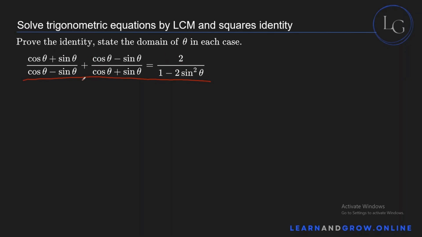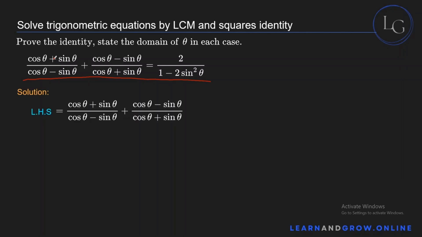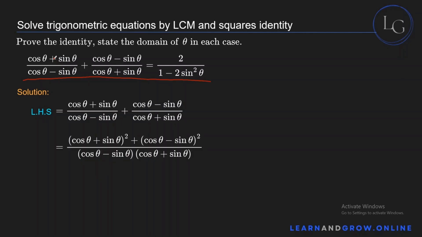Again, we take the side that has the maximum amount of terms and basically just minimize it into the one with the lesser amount of terms. So now we'll take the left hand side because it has more number of terms, and we'll need to prove that it is equal to the right hand side. So how do we do this? Well, we'll take the LCM.